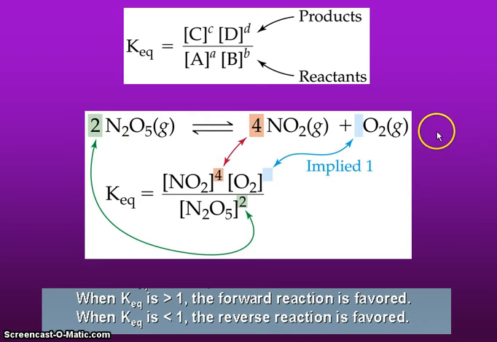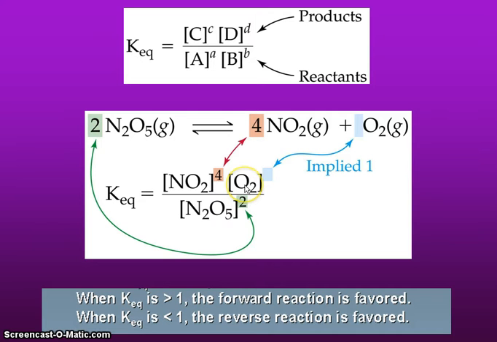So this is just a real equation instead to show you how this is set up. So here, when we write our equilibrium expression, we're not doing a calculation, we're just setting it up. We're going to take the concentration of the NO2, which is our first product, and it has a 4 coefficient, so we have to raise it to the 4th power.